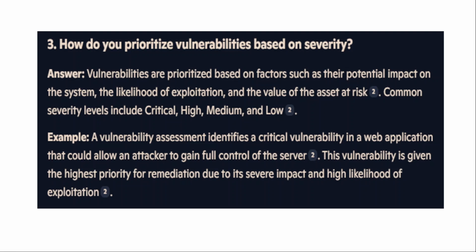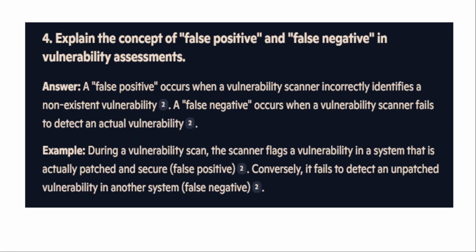All right, the next question is, explain the concept of false positive and false negative in vulnerability assessment. So a false positive occurs when a vulnerability scanner incorrectly identifies a non-existent vulnerability, and a false negative occurs when a vulnerability scanner fails to detect an actual vulnerability.